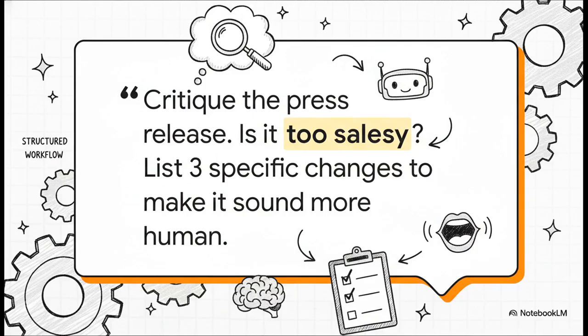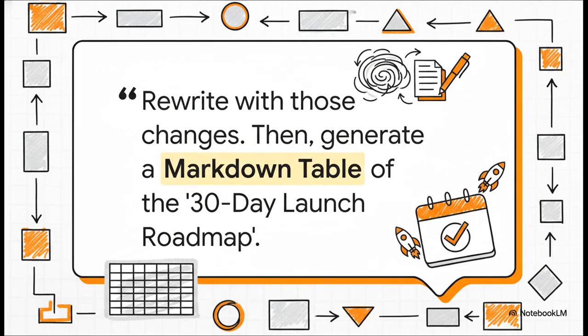Now for a real pro move. We get the AI to critique its own work. Is that draft a little too much? Does it sound like a robot wrote it? By asking for specific, concrete changes, we basically turn the AI into our own personal editor, pushing the quality to a whole new level.